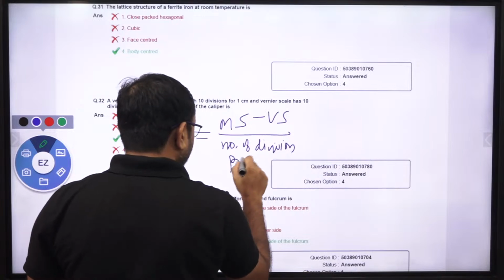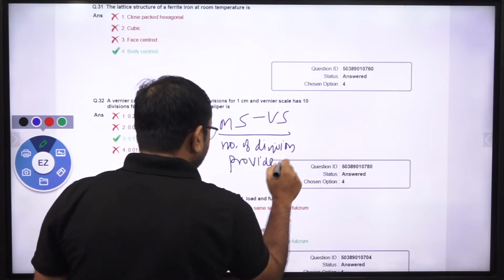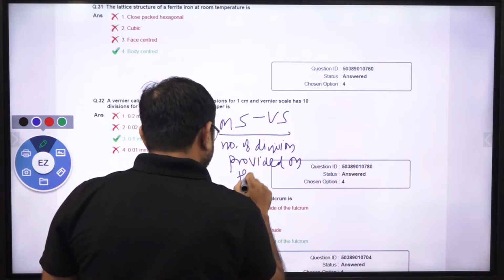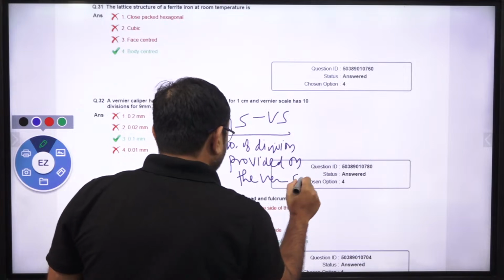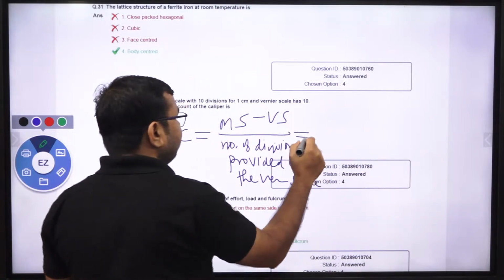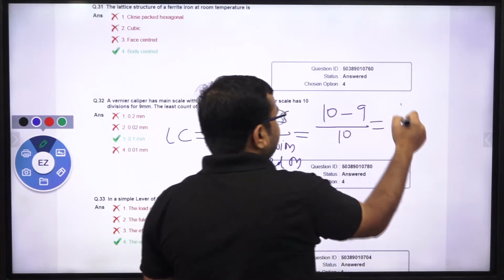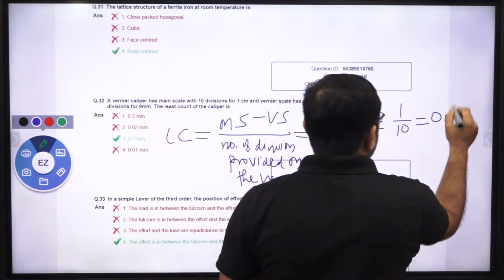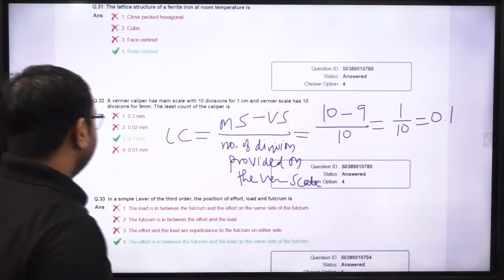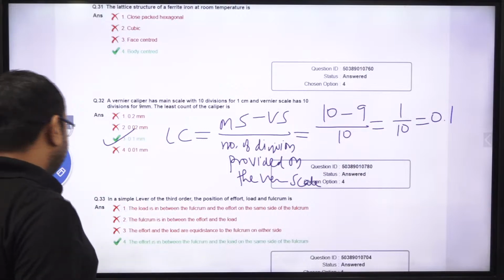Number of divisions provided on the vernier scale. So simply we can say this is 10 minus 9 over 10, and this is nothing but 1 by 10, or we can say this is 0.1 millimeter. So the correct answer is option 3.